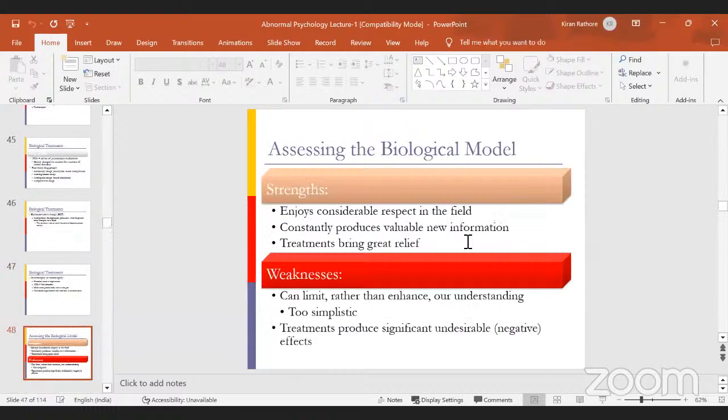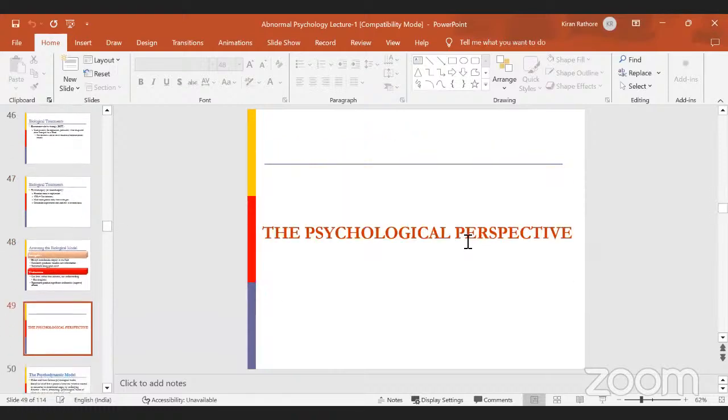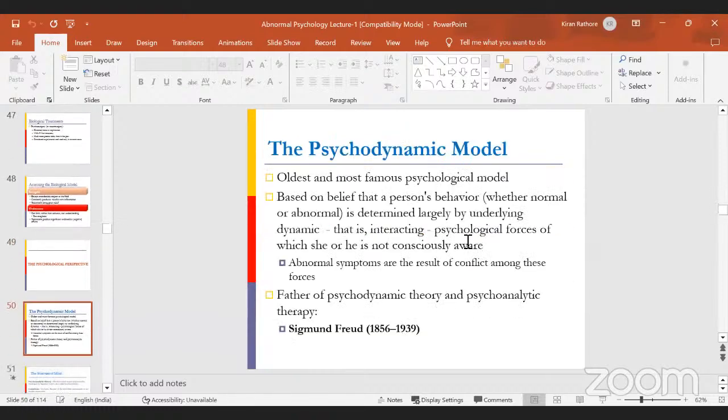Under the psychological perspective, we have the psychodynamic model. The father of psychodynamic theory and psychoanalytical therapy is Sigmund Freud. The psychodynamic perspective is one of the oldest and most famous psychological models. Under the psychological viewpoint, it is the first, the oldest and most famous model.